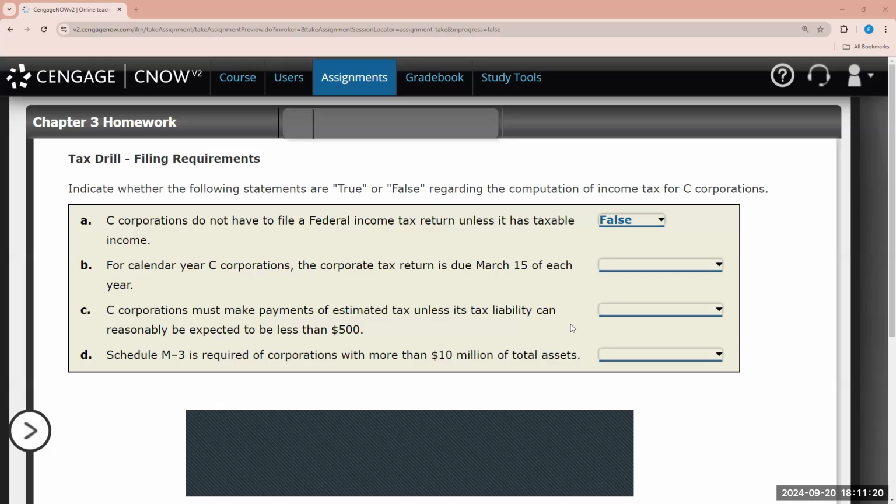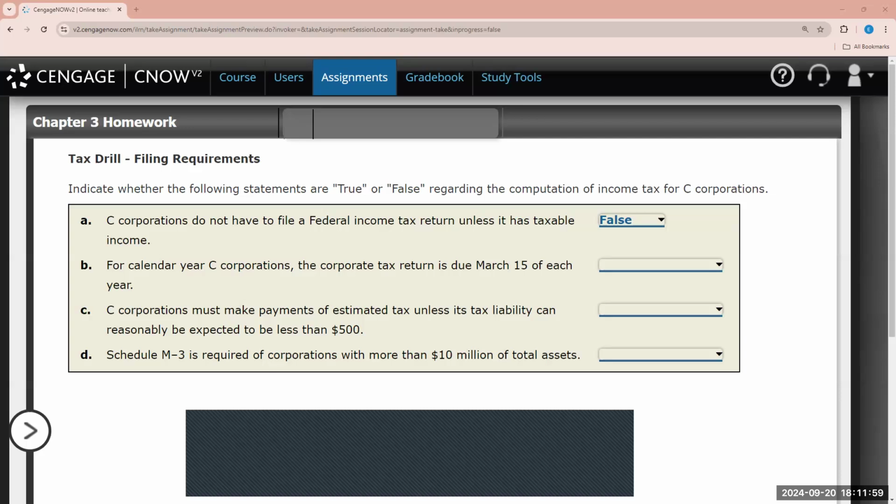So for calendar year C corporations, the corporate tax return is due March 15th of each year. A Form 1120 must be filed on or before the 15th day of the fourth month. So much like an individual, a C corporation has the same deadline, which is April 15th. March 15th is for S corporations and partnerships. All right, so just keep that in mind. S corporations and partnerships must file their business returns by March 15th. And C corporations, much like individuals, need to file a tax return by April 15th.